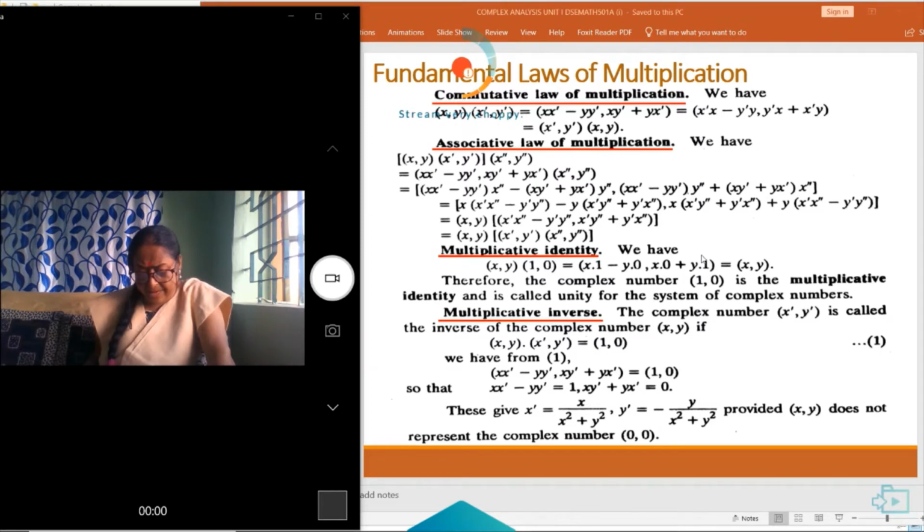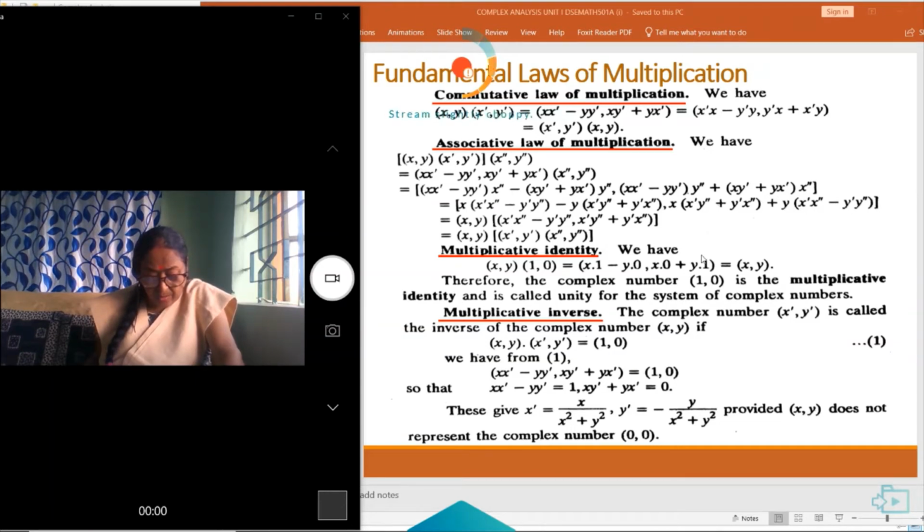We know (x, y) when multiplied by (1, 0) will give us (x, y), since x·1 − y·0 = x and x·0 + y·1 = y. So the multiplicative identity of (x, y) is (1, 0), so that (x, y)·(1, 0) = (x, y). Then, the multiplicative inverse.